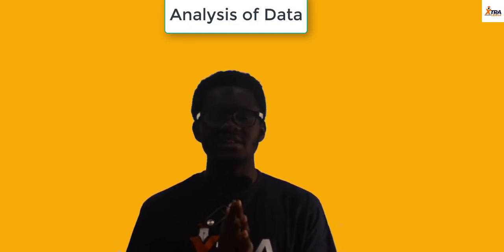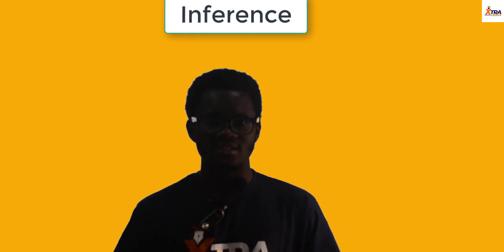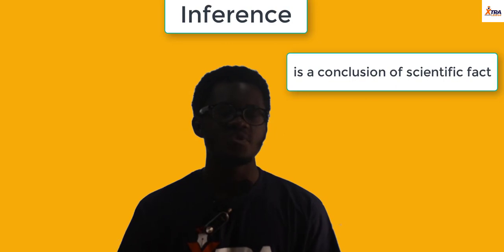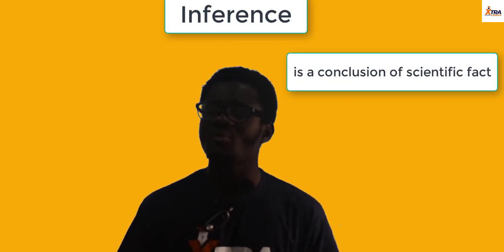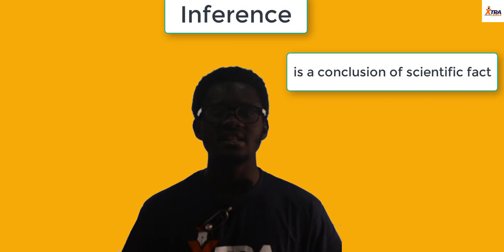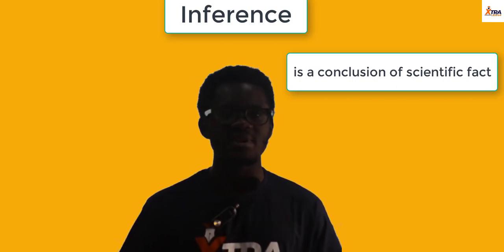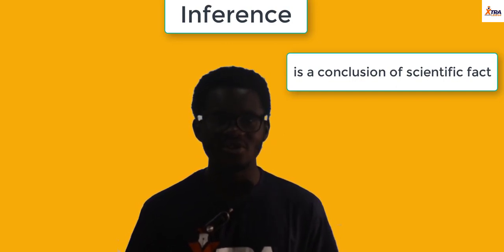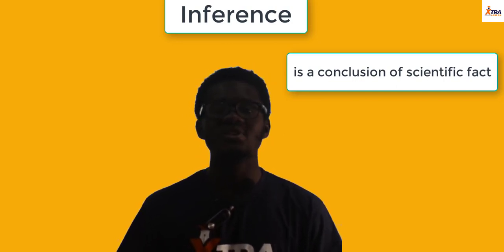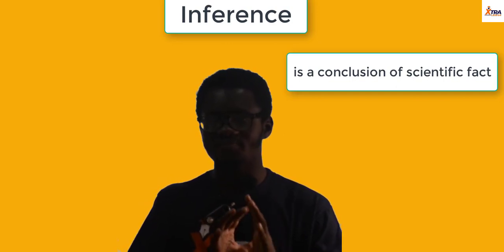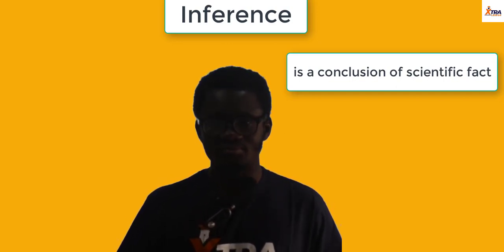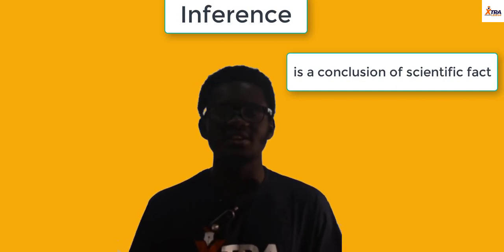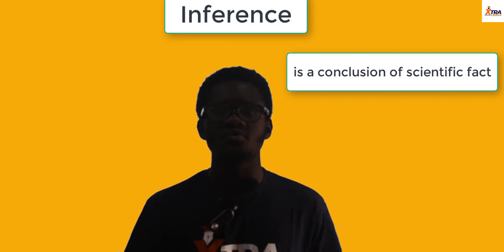And finally, in the method of science, you make an inference. Now, inference is just a conclusion of scientific facts. There's a difference between inference and hypothesis. I mentioned earlier that a hypothesis is a statement that explains an observation and also describes ways in which it can be tested. That means a hypothesis can be directly tested. That's where it's different from an inference. An inference cannot be directly tested. So you test a hypothesis, you don't test an inference. An inference is more like a conclusion of the scientific facts.